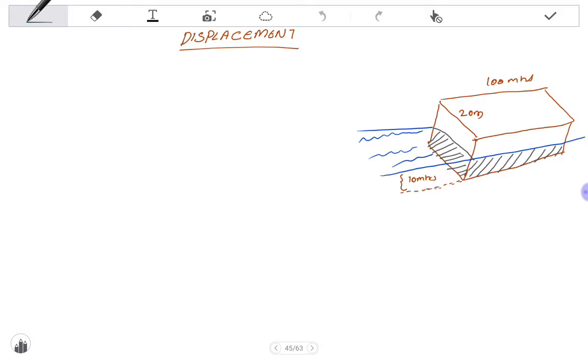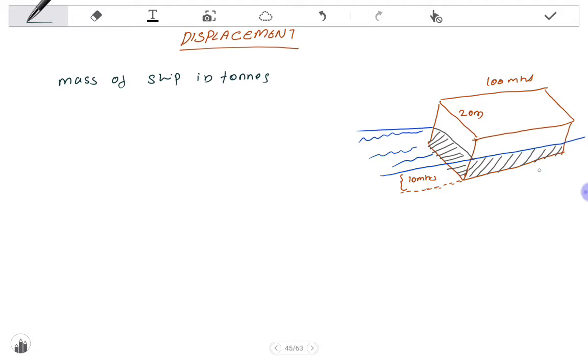So what is displacement? Displacement is commonly used for denoting the mass of the ships, that is measured in tons. From our previous chapter on flotation, displacement is the water displaced by the floating object when it is floating on a liquid.